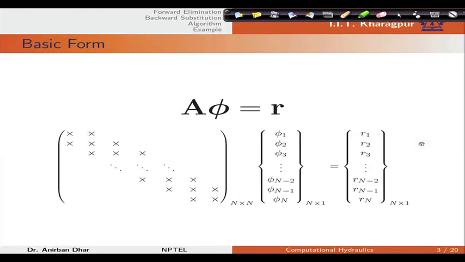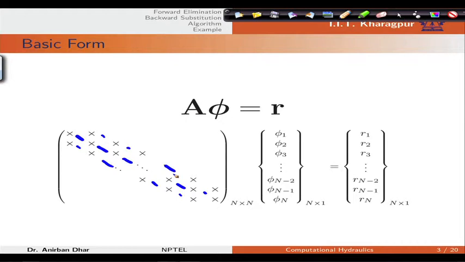We have a basic form of the tridiagonal matrix. In this tridiagonal structure, we have one diagonal term and two off diagonals. Off diagonals are adjacent ones. So, other terms are with 0 values.